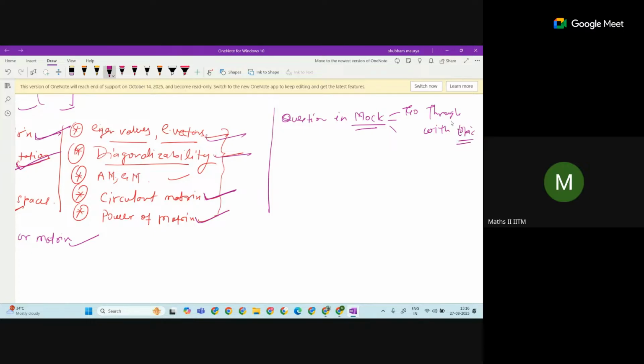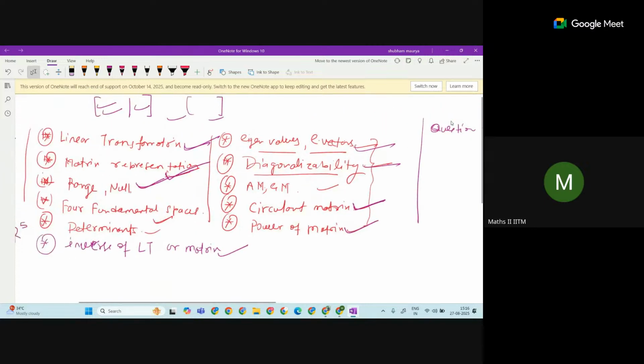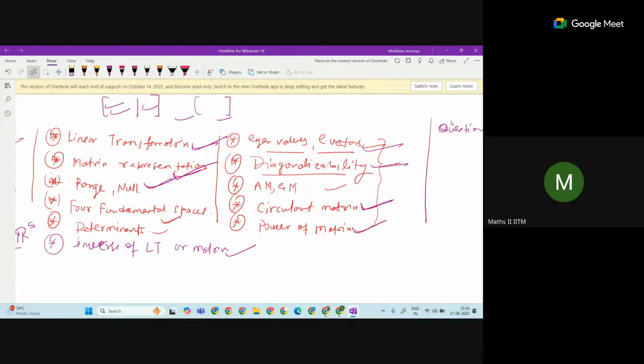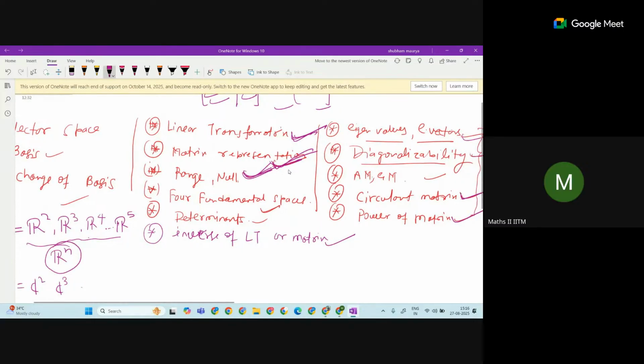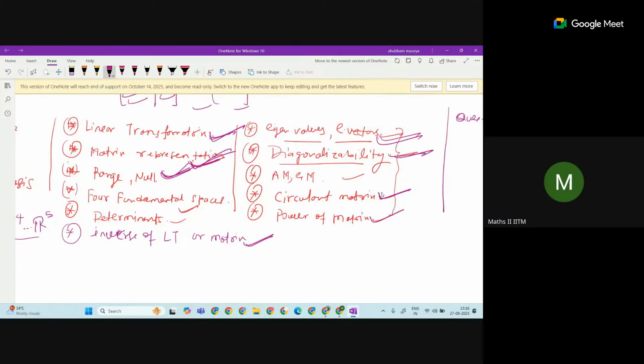Excuse me, sir, can you tell the high weightage topics? Yeah, that is what I am saying, we'll discuss one by one. The high weightage topics for weeks 1 to 2, which I just mentioned in the color coding, are linear transformation, matrix representation, inverse of a matrix or linear transformation, and surely eigenvalue and eigenvector. These are the possibilities. Some questions would be from here.